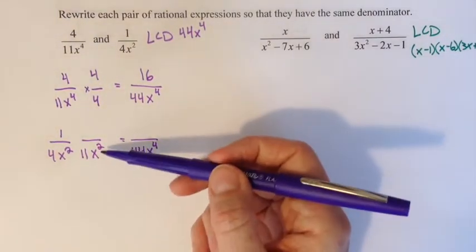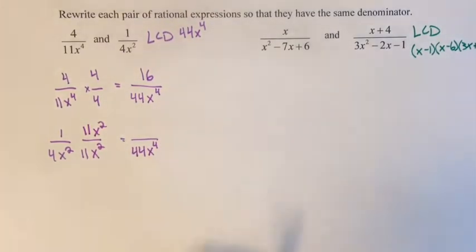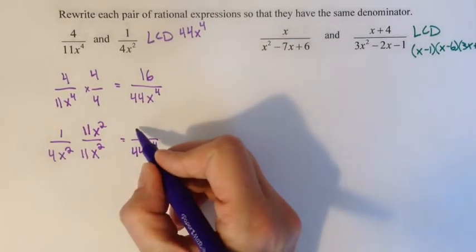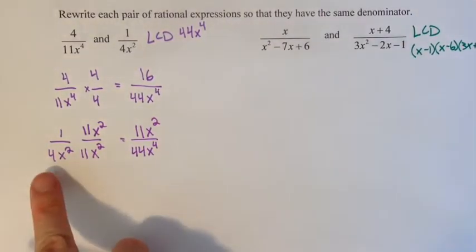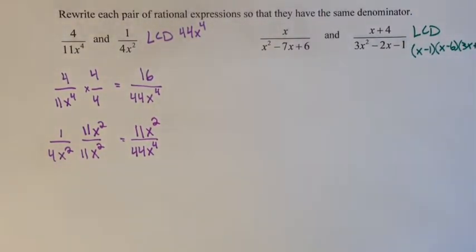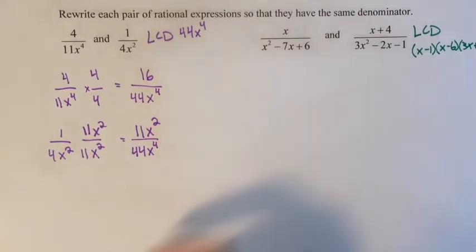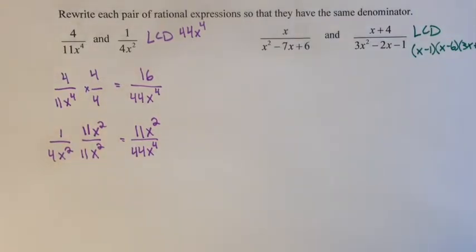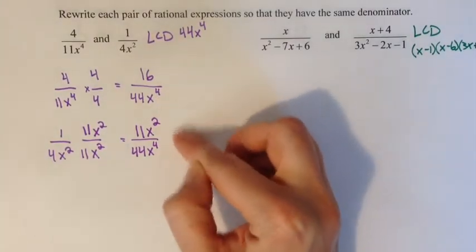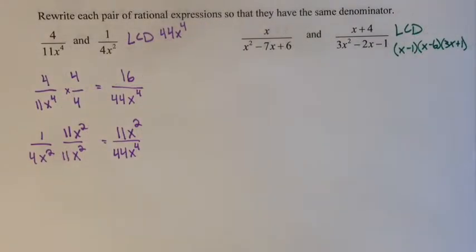And then again, whatever you do to the bottom, you've got to do to the top of the fraction to keep things balanced. Now I multiply straight across, giving me 11x squared on the numerator, and 44x to the fourth on my denominator. Notice that if I simplified either of these two fractions, I would get back to the fractions that I started with. That's actually our goal. We're trying to unsimplify these fractions so that they have the same denominator, so that ultimately we'll be able to add them together. Now let's take a look at this second example.